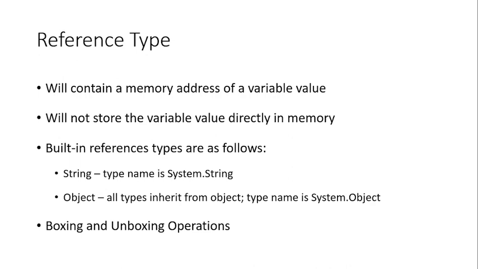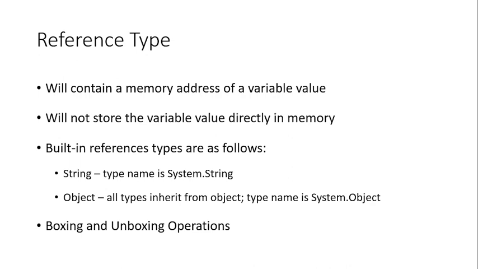Okay, so if you try to visualize, value will still be in stack memory, but these reference types get memory in a heap memory. So you'll have a heap memory storing a reference which will be storing the address to the actual value, and that is stored in stack memory. Okay, so just to revise, it will contain a memory address of a variable value, that is reference type. It will not store the variable's value directly in memory.